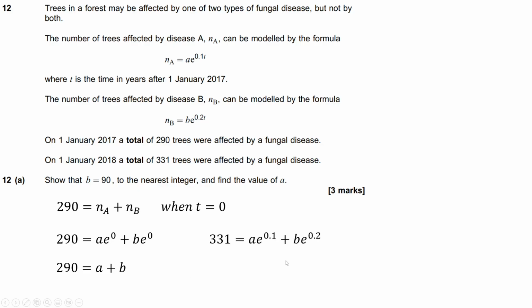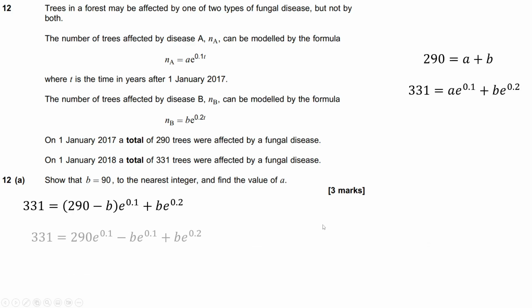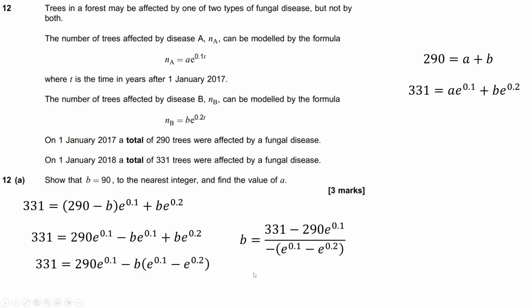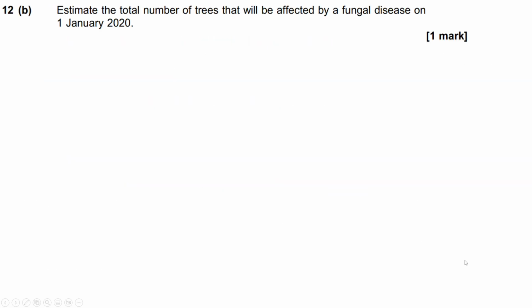Yeah, that's fine. You can do that, and then you can just solve these simultaneously now. I rearranged this one for A, and then I plugged it into this one here. I did some really boring maths to solve it. Go through that, put it into your calculator, and you get B equals 90. Then find the value of A. Just plug it back into this one here. You'll get 200 for A.